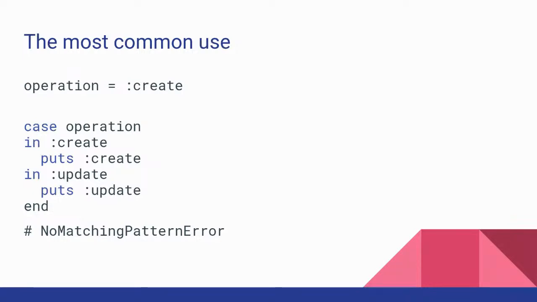That's like we have in this example. We don't have an else clause for the operation. So if the operation doesn't match create or update, we're going to receive a no matching pattern error using case in. If we use case when, we wouldn't receive this same error.